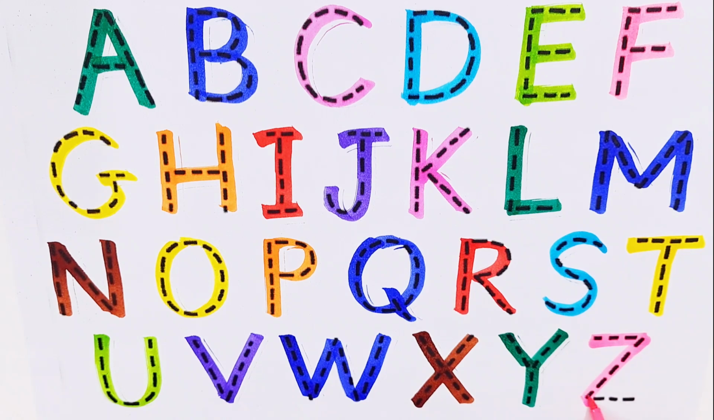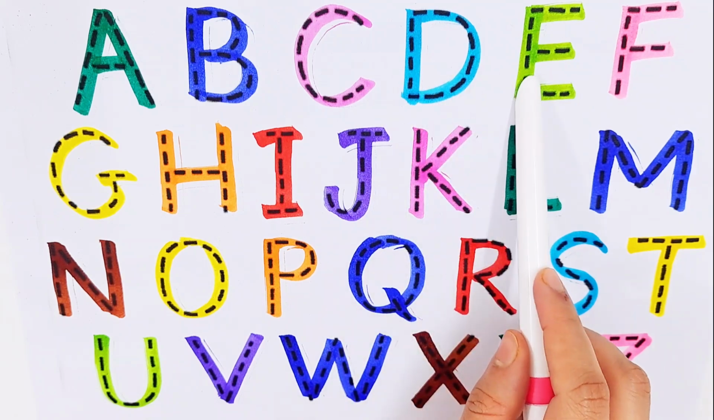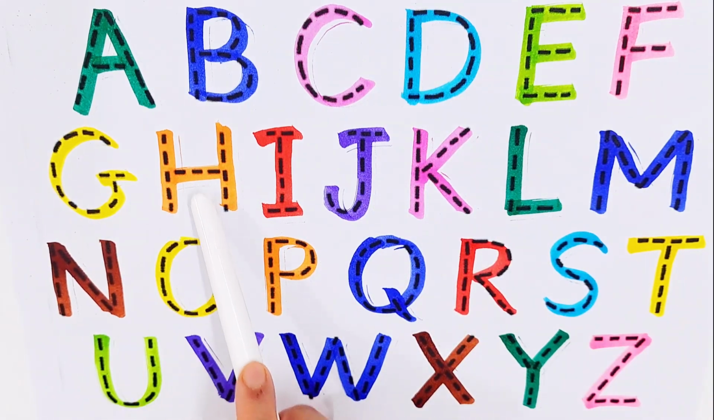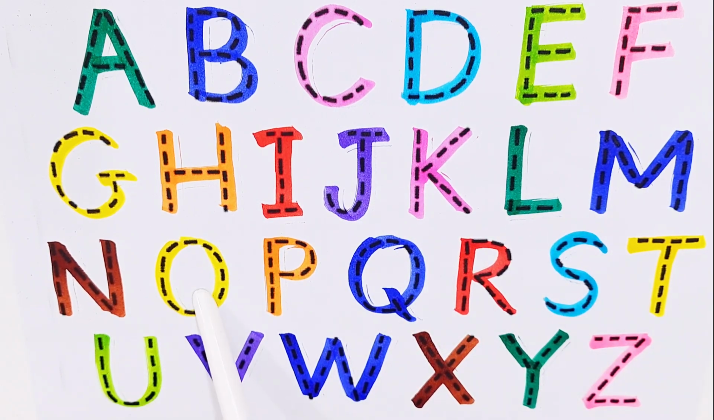Z for zebra. A, B, C, D, E, F, G, H, I, J, K, L, M, N, O, P, Q, R, S, T, U, V, W, X, Y, and Z.